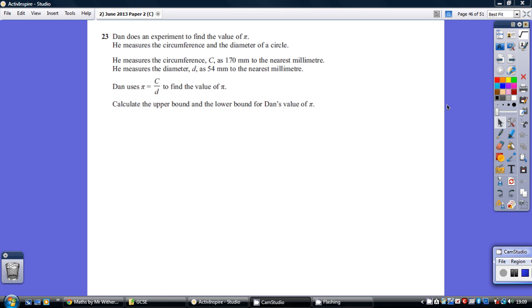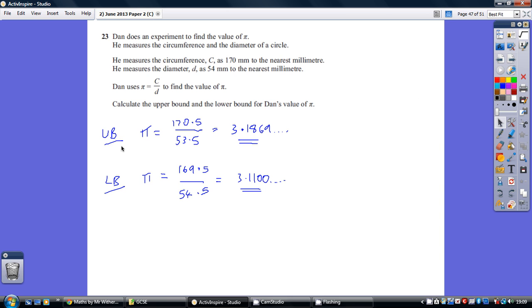Okay, this is question 23. Have a go. Okay, right, we've been asked to calculate the upper bound and the lower bound.